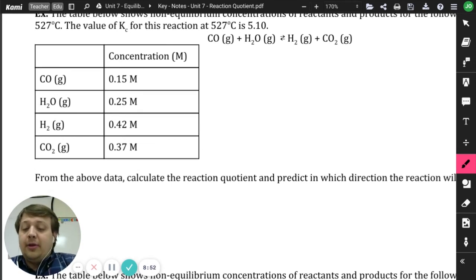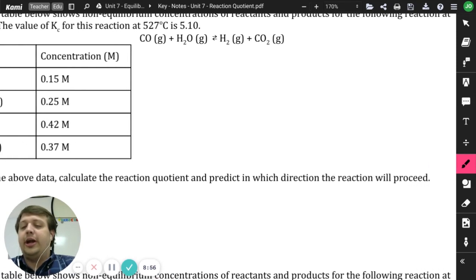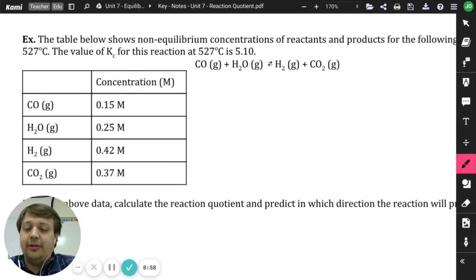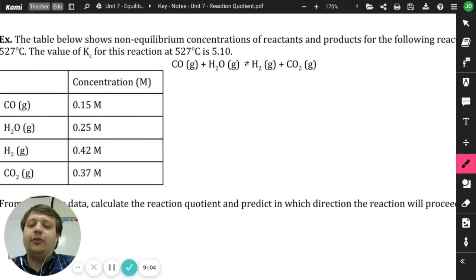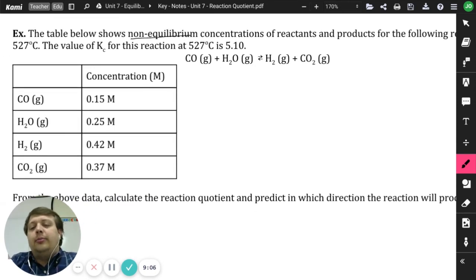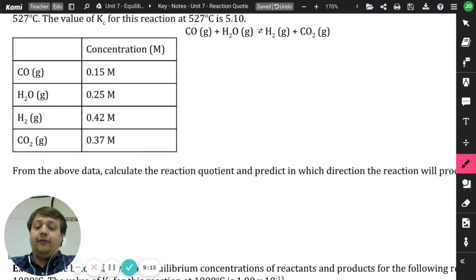So, from the above data, calculate the reaction quotient and predict in which direction the reaction will proceed. Some of the things that they tell me is that the value of Kc for this reaction is 5.10. And then they do tell me that it is a non-equilibrium concentration. Basically, all that's telling you is that you're solving for Q, not K. Okay? So I am solving for Q here.